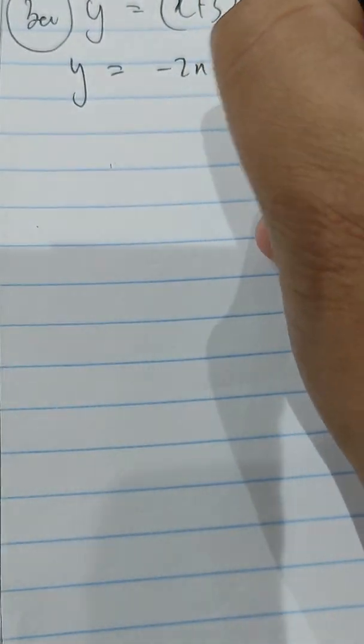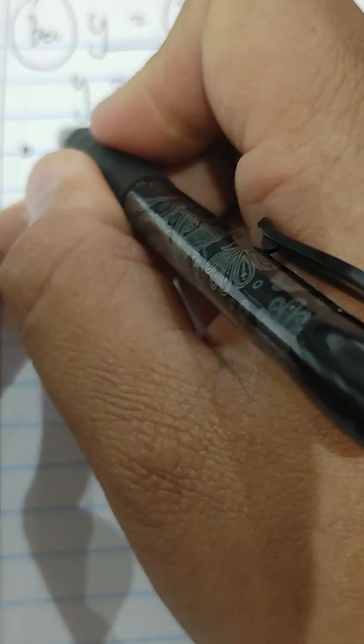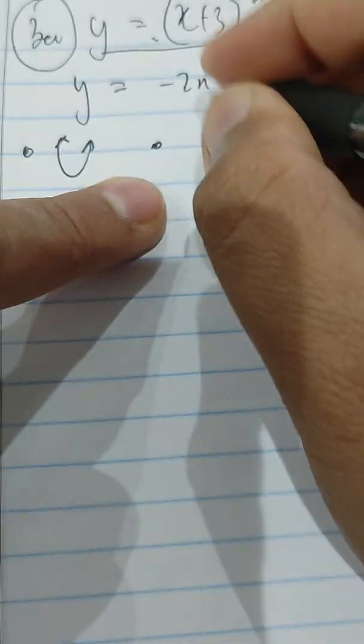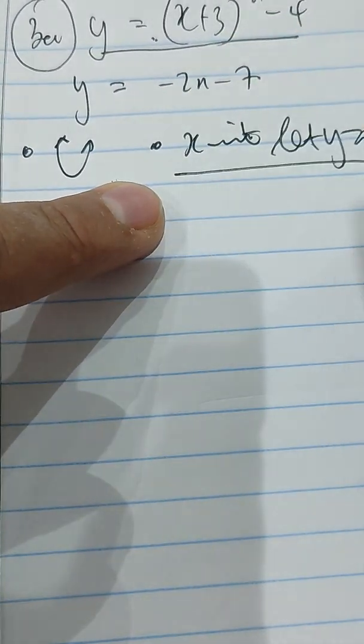I ask you to sketch the graph of y equals (x plus 3) squared minus 4 and y is equal to negative 2x minus 7. Okay, so the first graph, if we're going to consider y is equal to (x plus 3) all squared minus 4, then firstly it's positive, so the graph is smiling. Secondly, x-intercept. X-intercept we let y equal to 0.